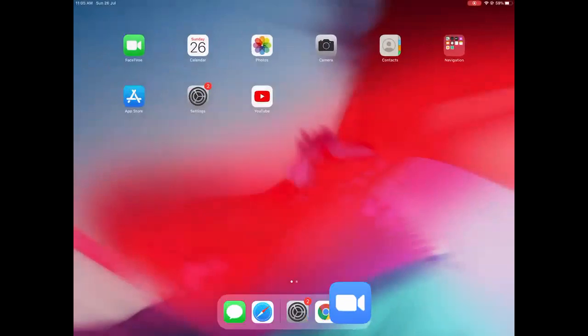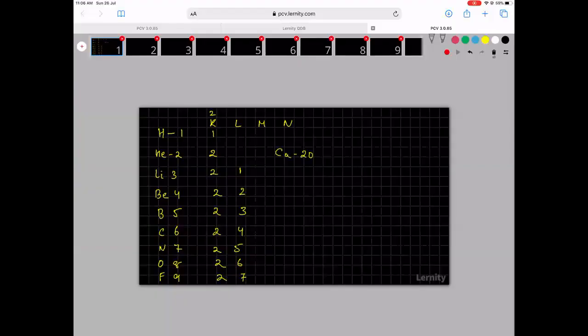Suppose I want to write it for calcium. Calcium has 20 electrons. So K shell, L shell, M shell, N shell. In the K shell, 2 will come, then 8 will come. Then here maximum is 2, maximum is 8, maximum is 18, and here maximum is 32. So calcium has 20, 2, 8, so 10 can come here.